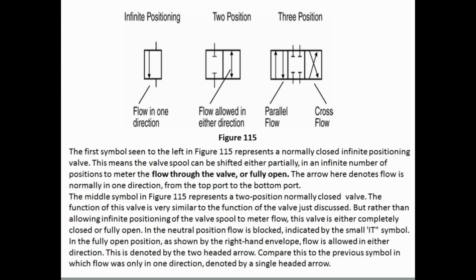The function of this valve is very similar to the function of the valve just discussed. But rather than allowing infinite positioning of the valve spool to meter flow, this valve is either completely closed or fully open. In the neutral position, flow is blocked, indicated by the small "T" symbol. In the fully open position, as shown by the right-hand envelope, flow is allowed in either direction. This is denoted by the two-headed arrow, compared to the previous symbol in which flow was only in one direction, denoted by a single-headed arrow.